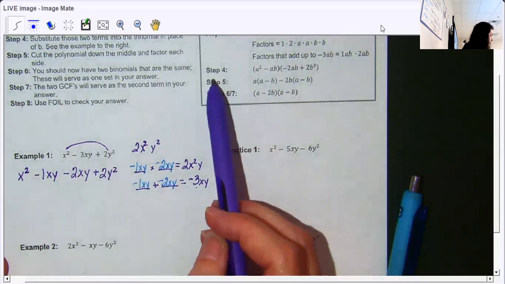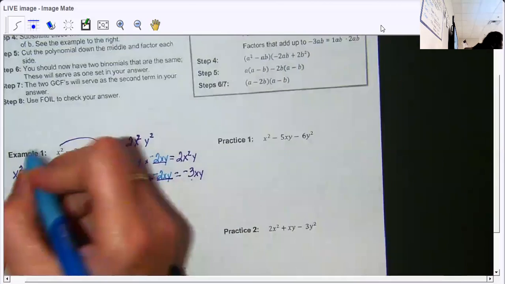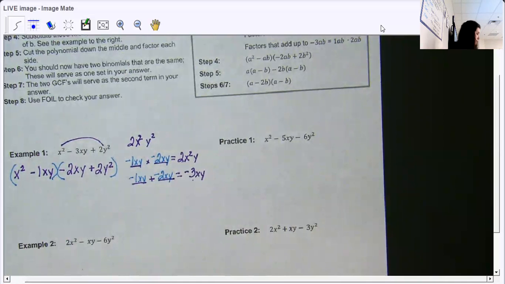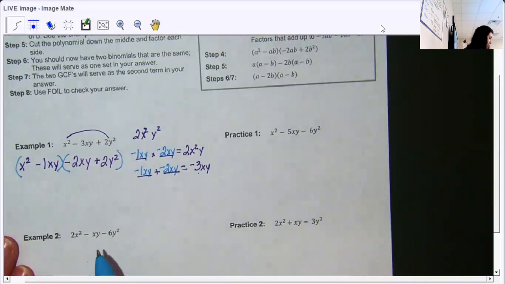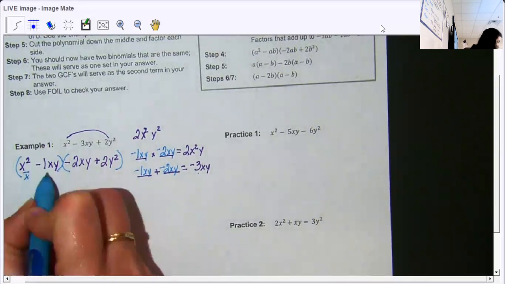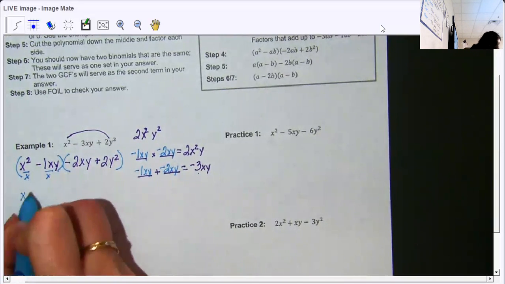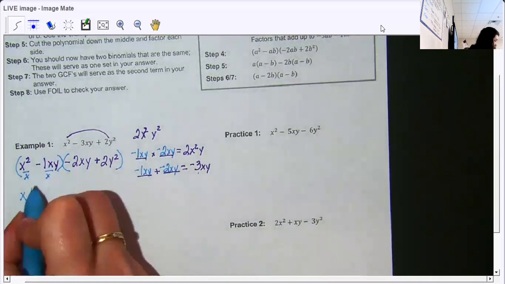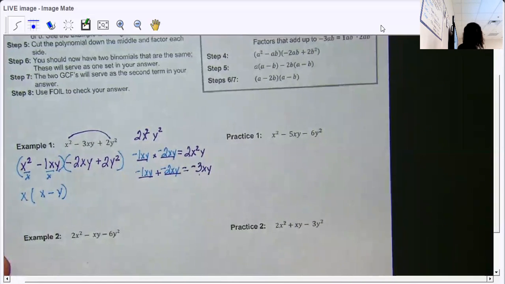Okay, the next thing we're going to do is step 4. We're going to group them together. So when we group them together, it looks like this. And we are now going to factor out the greatest common factor. So the greatest common factor between these 2 terms is x. So we divide them both by x. That greatest common factor goes on the outside of the parenthesis. And when we rewrite our problem after we divide both terms, we get x minus y, or 1y.